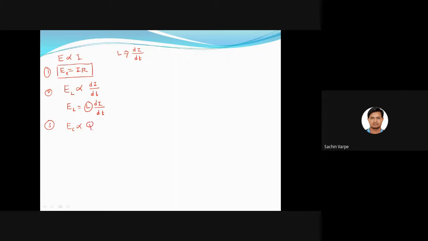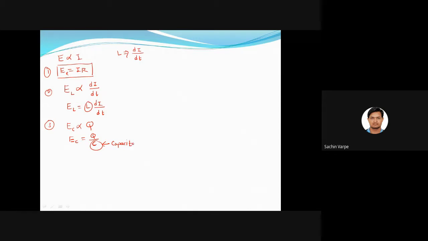Charge flowing through the circuit, Q, isn't it? And then what is the proportionality constant here? As the voltage increases, capacitance decreases, so that will be equal to Q by C, right? Where C is the capacitance in the circuit. This is capacitance, which acts like a resistance which opposes the flow of charge.